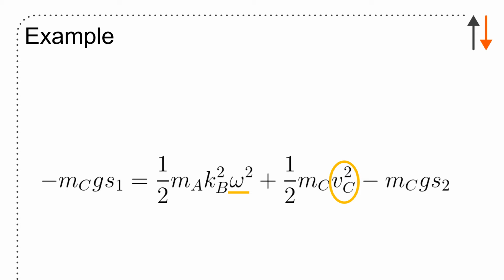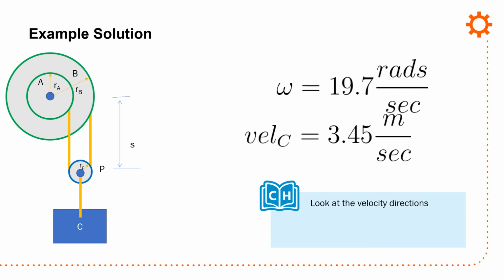On the right-hand side, I have spring potential plus kinetic energy minus the gravitational potential as it drops still further in this case. The velocity of C is just going to be the average, RA plus RB divided by 2 of omega, where RA and RB are the inner and outer radii, respectively. So if I substitute in the terms, I get 19.7 rads per second, or a final velocity of point C of 3.45 meters per second. Look at the velocity directions.